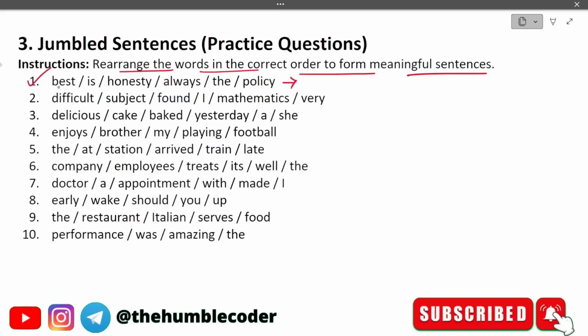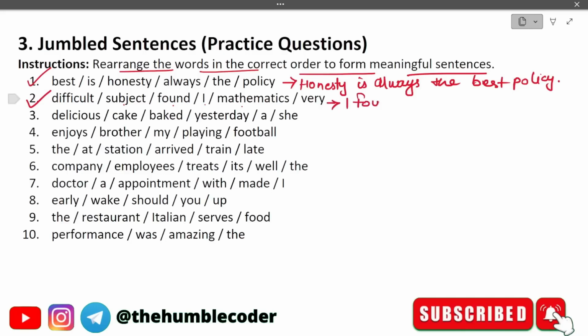So we have the words as, best is honesty always the policy. So the correct answer in this case is going to be, honesty is always the best policy. Okay, hope you have understood it. Moving on to the next question now. Difficult subject found I mathematics very. Let's write the correct answer for this.